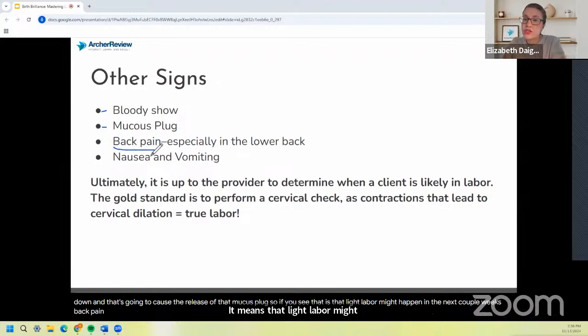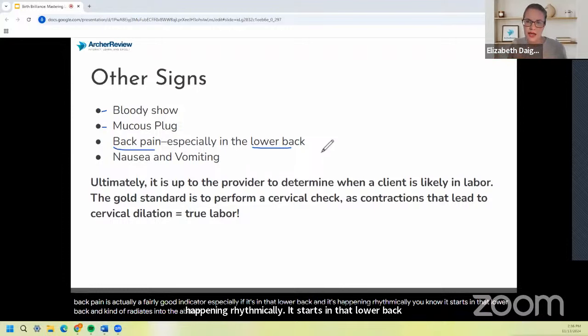Back pain is actually a fairly good indicator, especially if it's in that lower back and it's happening rhythmically. It starts in that lower back and kind of radiates into the abdominal space. And again, if that's happening regularly, you can time it and it's getting more intense, probably they are actually in true labor. And then finally, nausea and vomiting are pretty common in labor and delivery as well. And that's really because of the hormonal changes. So that's not as specific, but it's definitely something we watch for.